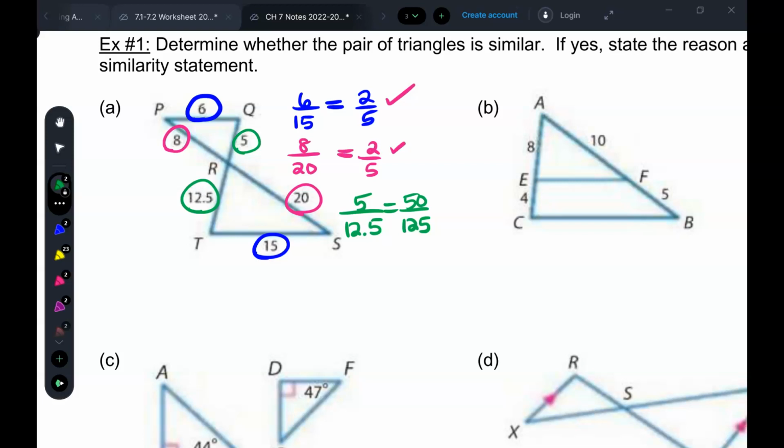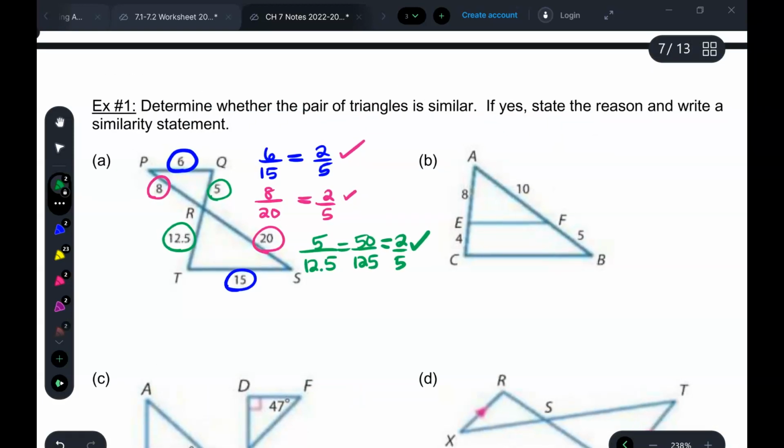And then how many times does 25 go into 50? 2. 25 goes into 50 two times, so 2 over 5. 2/5, good. So what's the reason? So we're gonna say yes.